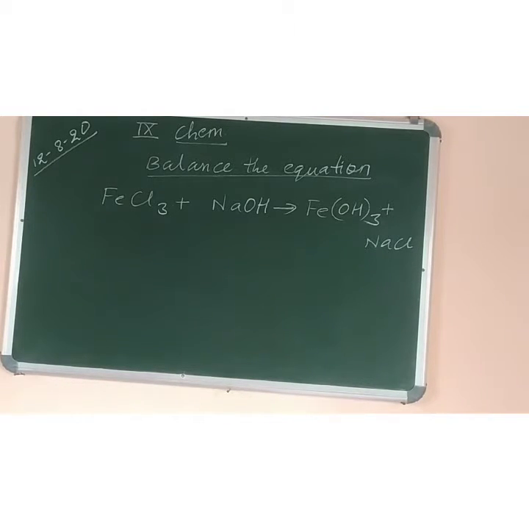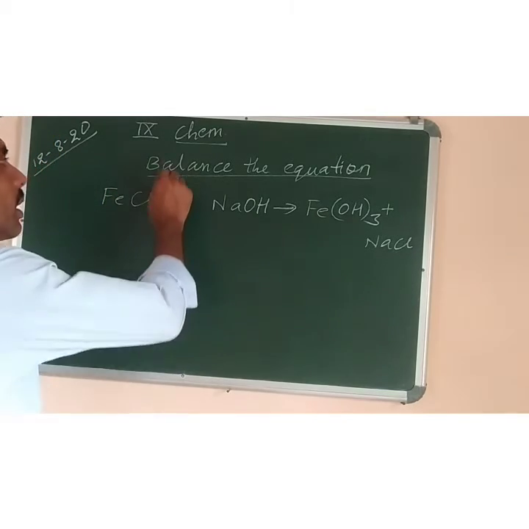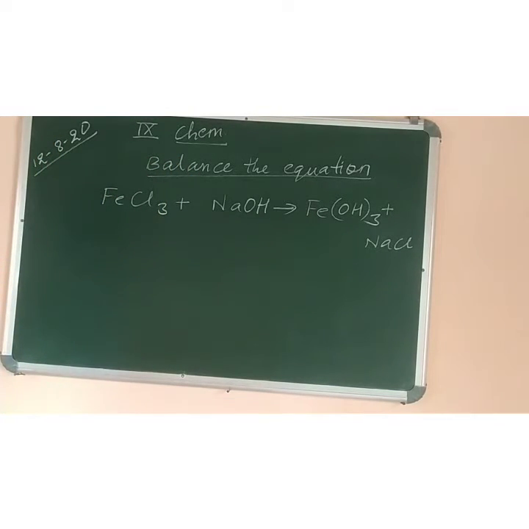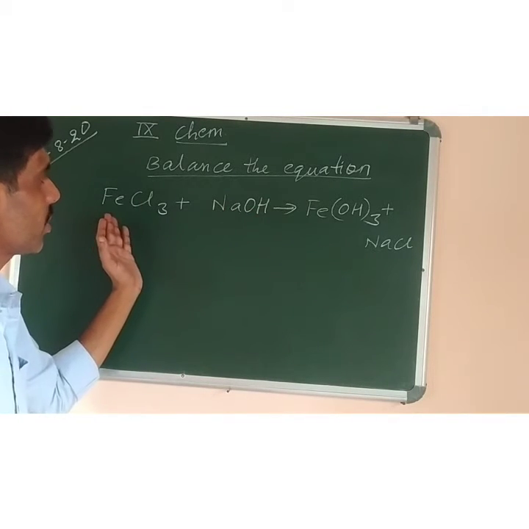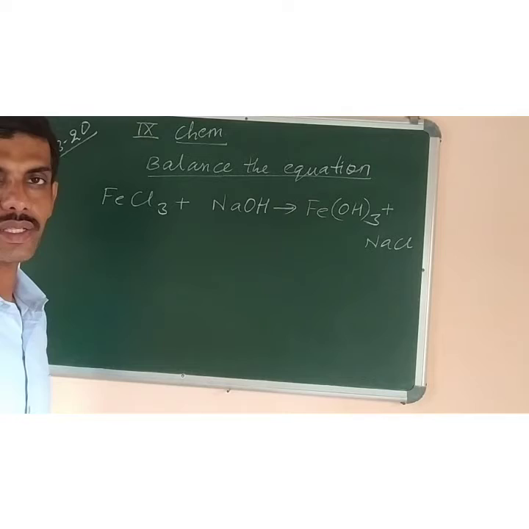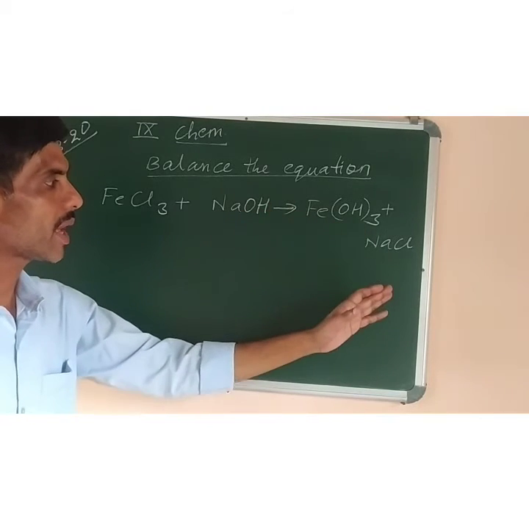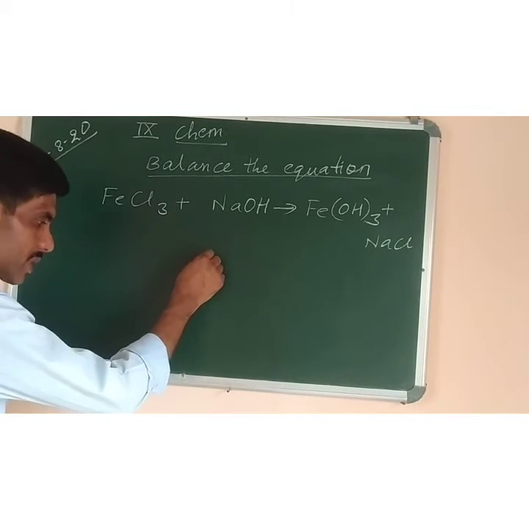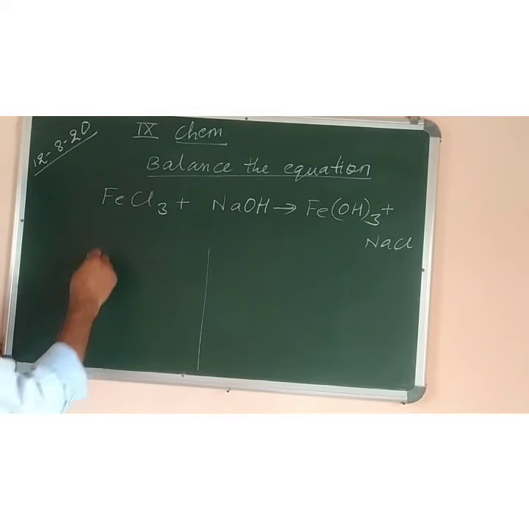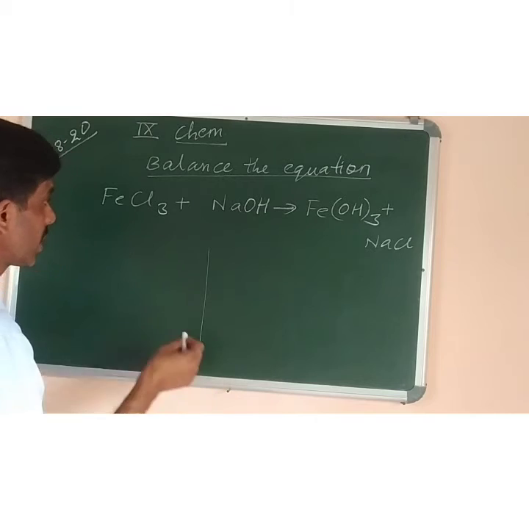Okay, now you can see one equation is given on the board and the question is to balance it. Now see, there is an arrow in the middle. To the left of the arrow is the reactant side, and the right side of the arrow is known as the product side. So what you have to do is first draw a line. The method of balancing, you may already know, it's already taught.